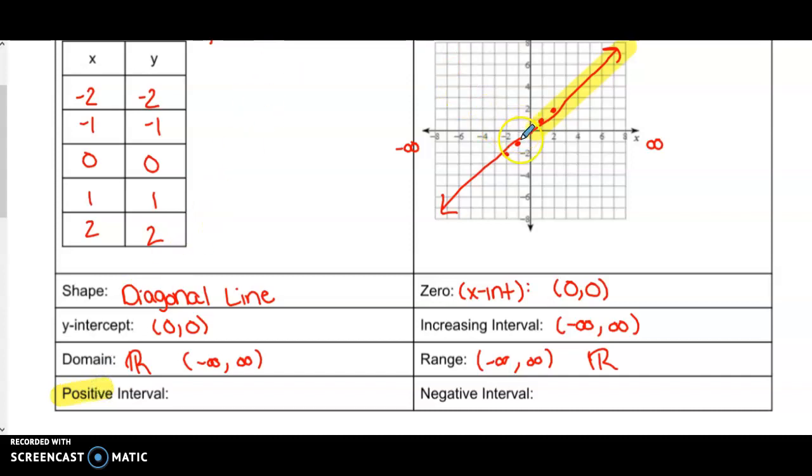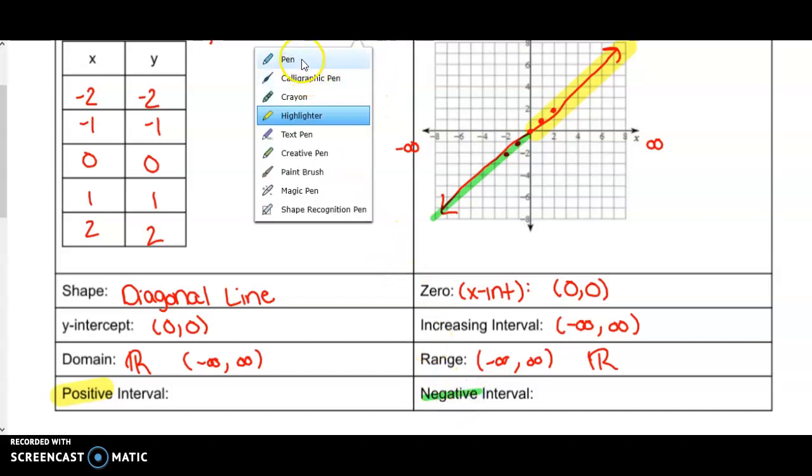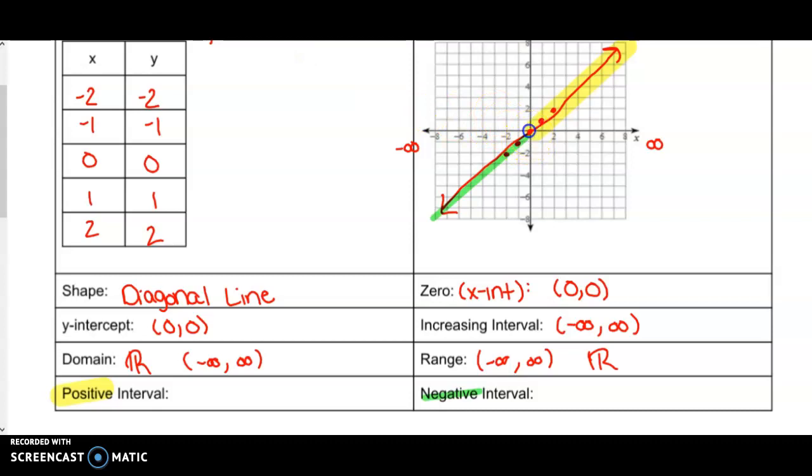And then negative is below the x-axis. So that would be everything here. So negative is below. All right, remember the x-axis itself is neither. So this point right here is not in the positive or in the negative. It's kind of where it changes direction, or changes from positive to negative.